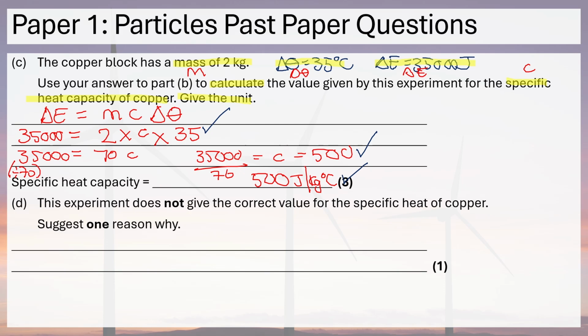Part D then. This time we're asked, the experiment does not give the correct value, suggest a reason why. So what we're really saying here is what is wrong with our method. And it's a nice simple one there. Obviously heat energy, when we're heating up that copper block, some of that heat energy is going to escape to the surroundings. So the change in energy we're measuring isn't just going to the block, it's also heating up the air around it. So we can just say here, heat escapes or dissipates. This is always a nice word. So heat energy dissipates to the surroundings.